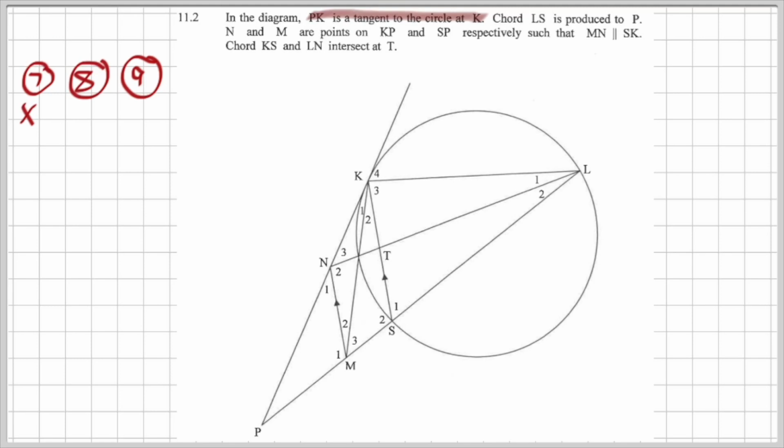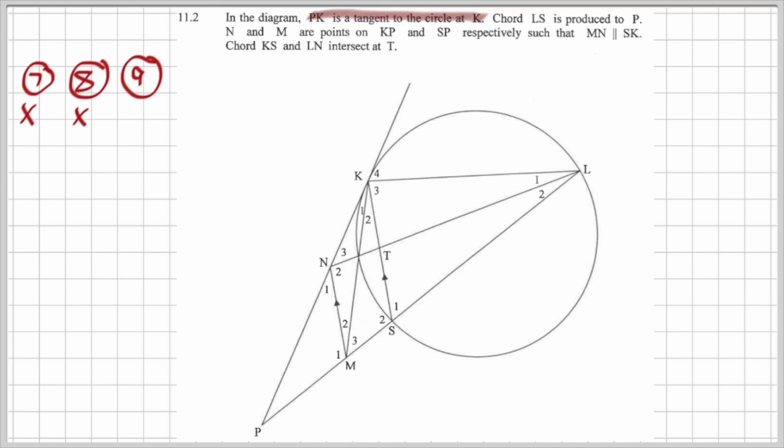Theorem 8 requires two tangents. I don't have two tangents, not even two that look like tangents. Even if it looked like one, I only have one tangent. Now theorem 9 I'm going to use, and why is that? Because remember 11.1, they asked me to actually prove theorem 9, so I know I'm going to use theorem 9.